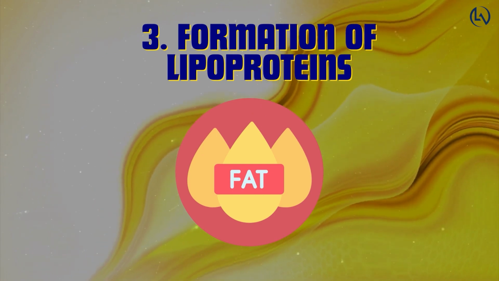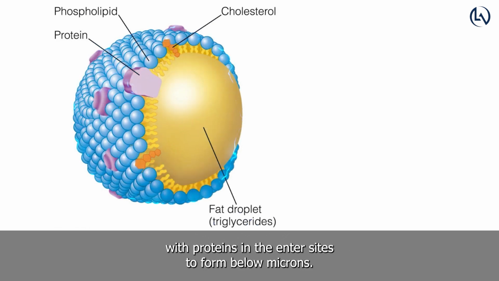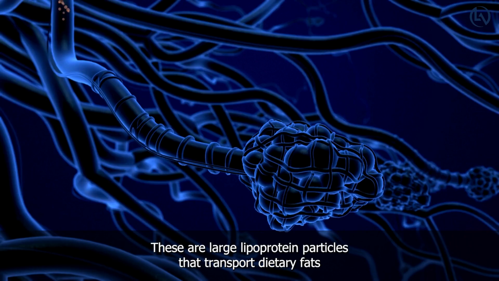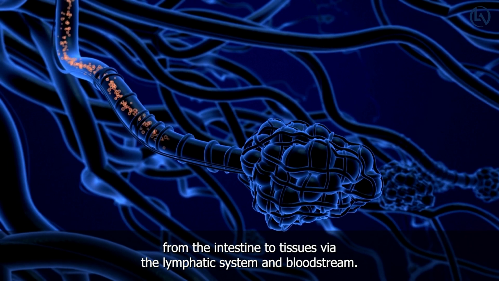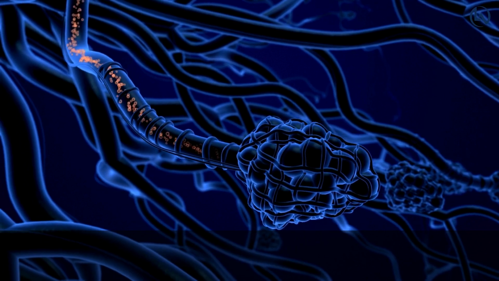Formation of lipoproteins. Triglycerides, cholesterol, and fat-soluble vitamins combine with proteins in the enterocytes to form chylomicrons. These are large lipoprotein particles that transport dietary fats from the intestine to tissues via the lymphatic system and bloodstream.